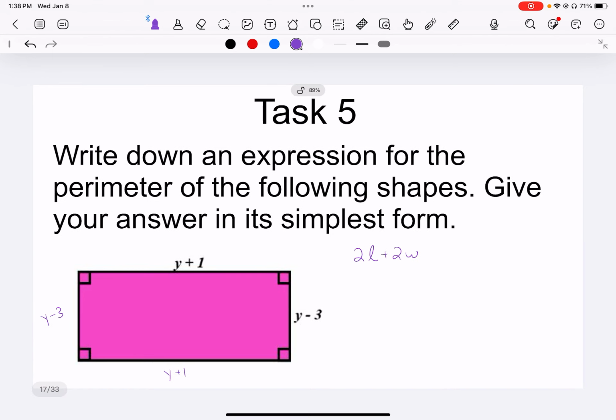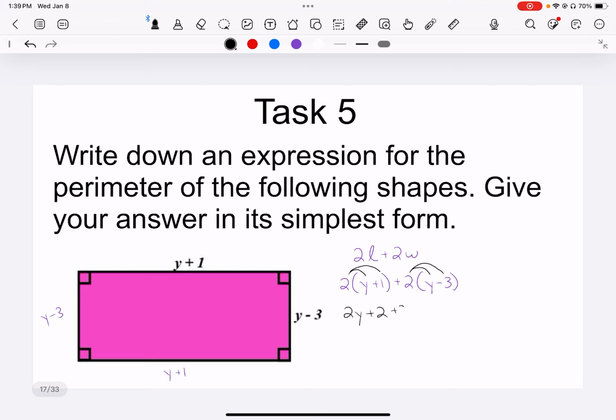So if I have 2, now I have to do my whole length, so I'm going to put in parentheses y plus 1 plus 2 times my width in parentheses y minus 3. Now in simplest form means no parentheses, so I have to distribute. So 2 times y is 2y. 2 times positive 1, positive 2. Now I can distribute this other positive 2 as well.